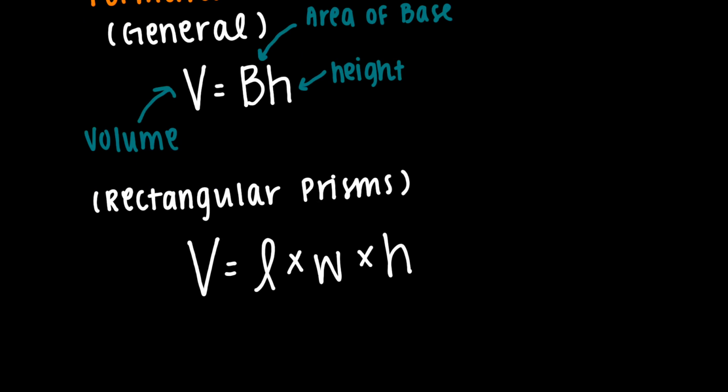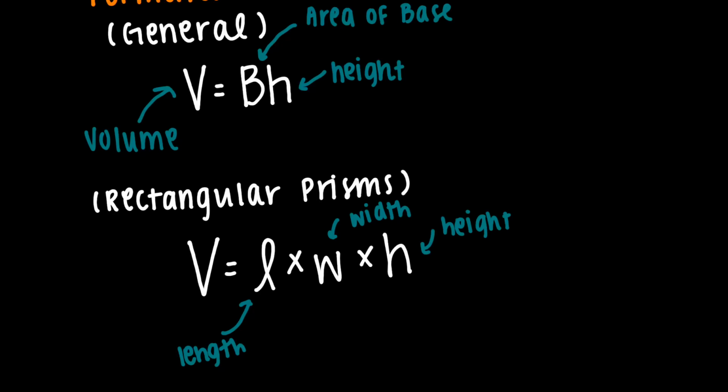Now the second formula we have is specific to rectangular prisms, cubes, stuff like that. That volume is equal to length times width times height. And so we'll go ahead and label that. Your L, remember, is length. W is width. And again, your H is height.